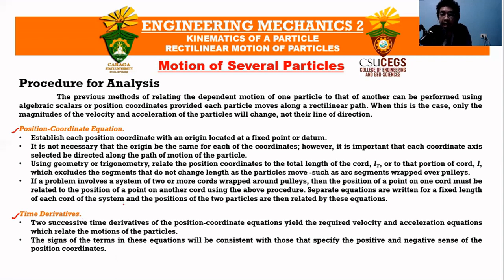We will have three example problems for this topic. The first one involves only one cord wrapped around pulleys, but the other two examples, example 2 and example 3, involve a system of two cords wrapped around pulleys.